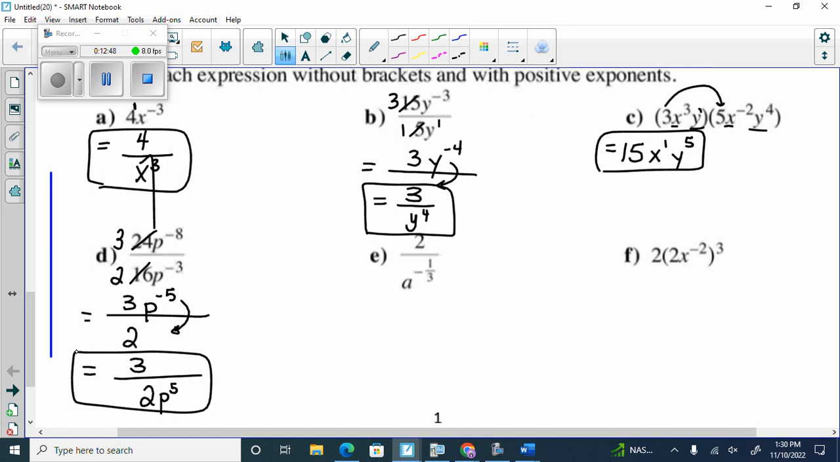This one, it's just the a to the negative one third that needs to move. It's in the bottom, so I move it to the top, to the numerator. And I get 2a to the positive 1/3.